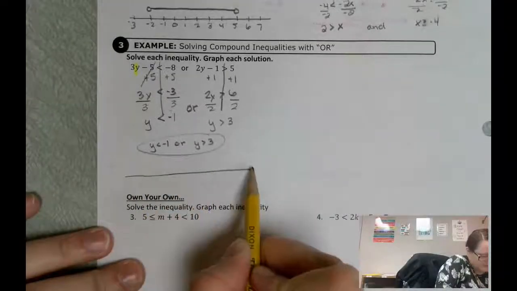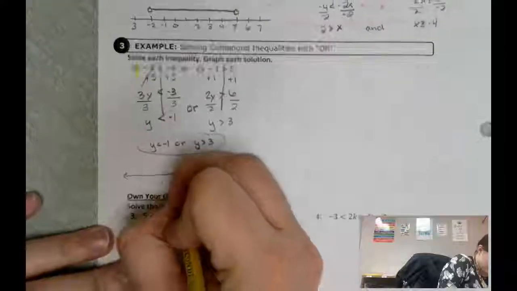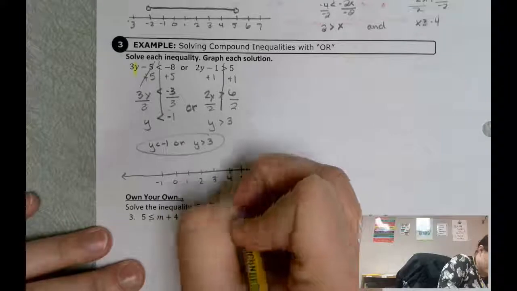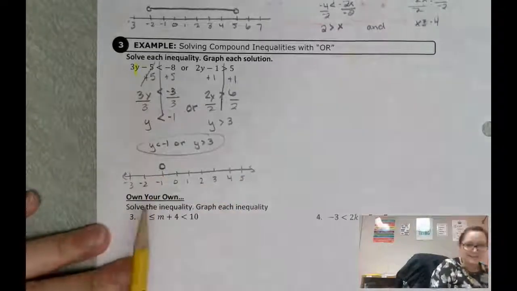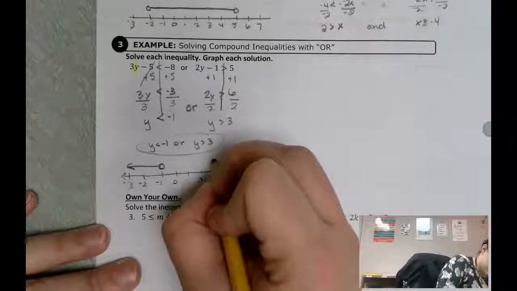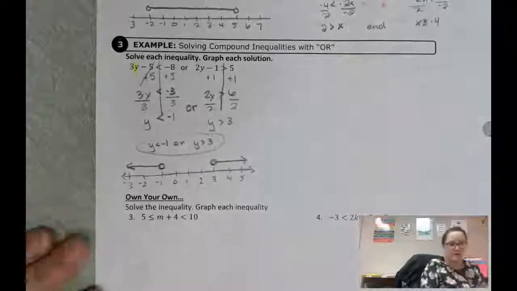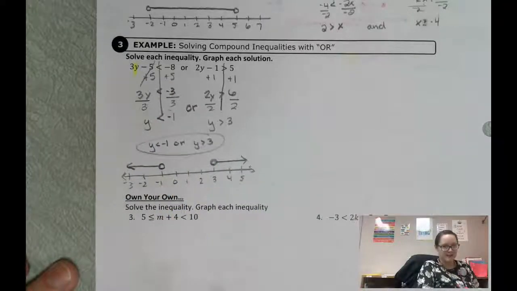So then we graph. We know it should go in different directions. Negative 1, 0, 1, 2, 3, 4, 5. So I'm going to start at negative 1. It's going to be an open circle. And anything less than negative 1, well, that would be negative 2, negative 3. So my line's going to go this way. Or y is greater than 3. Start there. And I'm going to go this way because 4 or 5 are bigger. So again, they go in opposite directions. We know it's an or because it can't satisfy both.